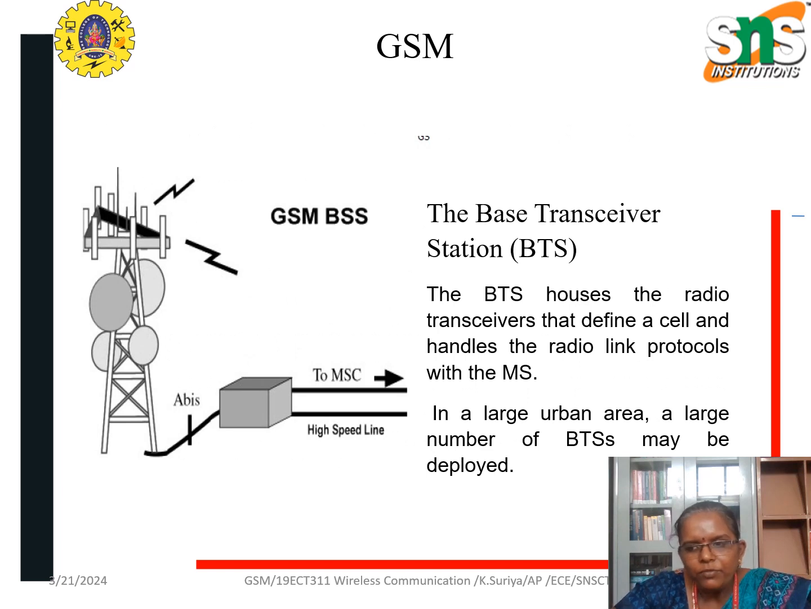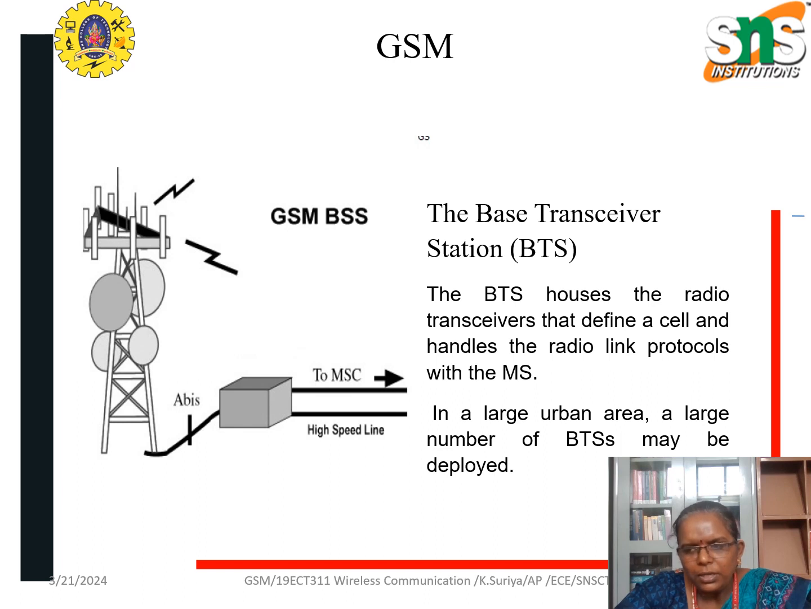So this is a diagram which shows the base transceiver stations. Normally we'll be having mobile phone towers near our houses. These towers are nothing but the base transceiver stations. These base transceiver stations consist of a number of antennas, which are nothing but the transceivers, used for transmission and reception of the information.